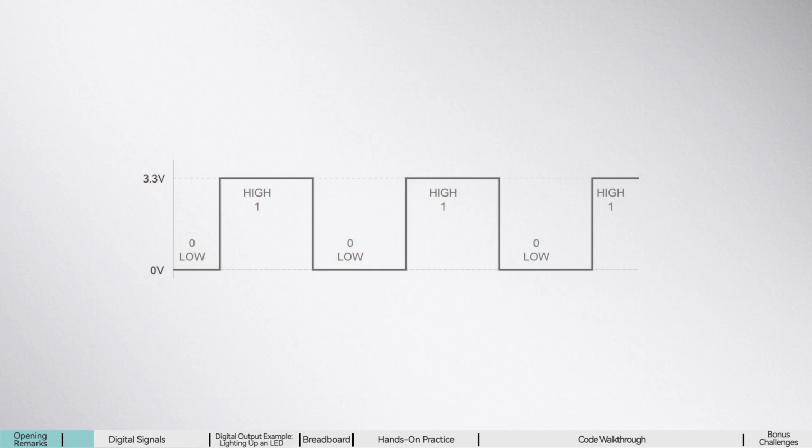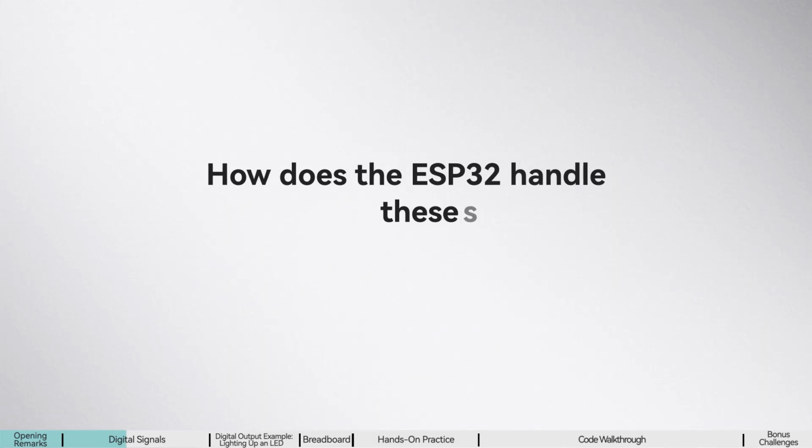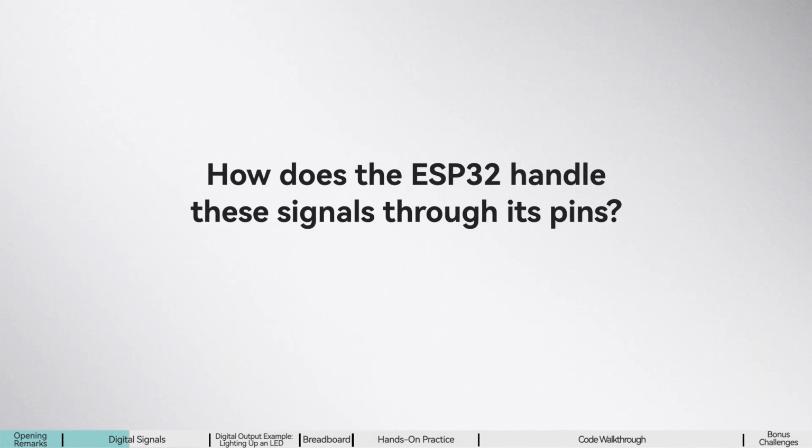In the world of the ESP32, high level represents a logical one or true. On the ESP32, this corresponds to a voltage of approximately 3.3 volts. Low level represents a logical 0 or false, corresponding to a voltage of approximately 0 volts. In simple terms, digital signals use these two voltage states to convey information like high and low, or 1 and 0. So, how does the ESP32 handle these signals through its pins?